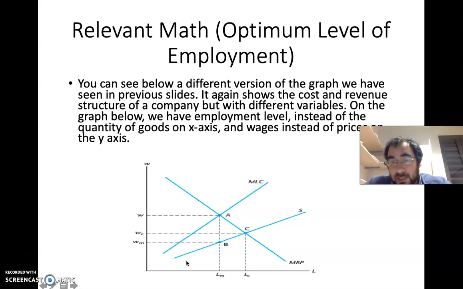In this case, as we have talked before, marginal revenue product and marginal labor cost, the intersection of these two lines, show you the optimum production point. And W is basically the revenue that is brought by the last worker. WM represents the wage that is paid for the worker. LM represents the number of workers that are hired.